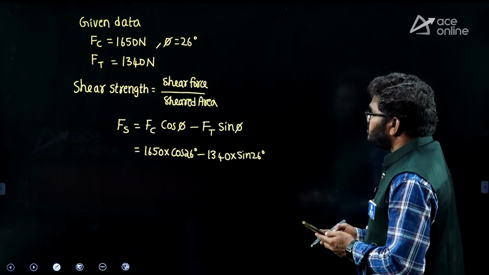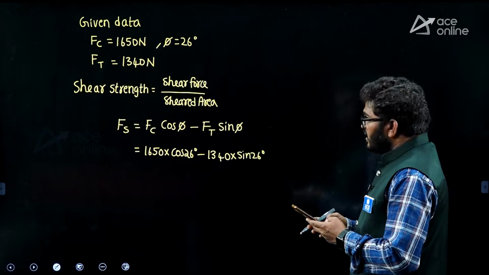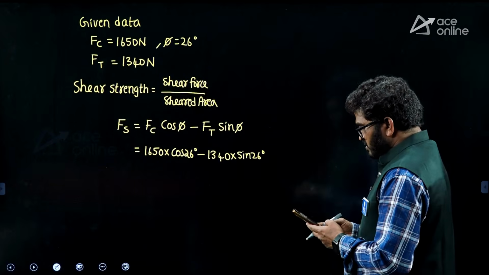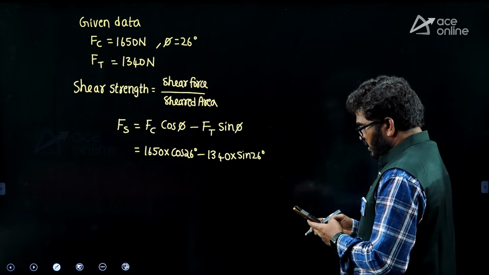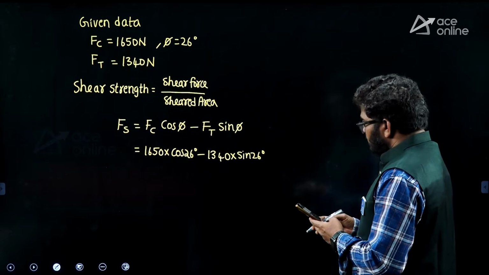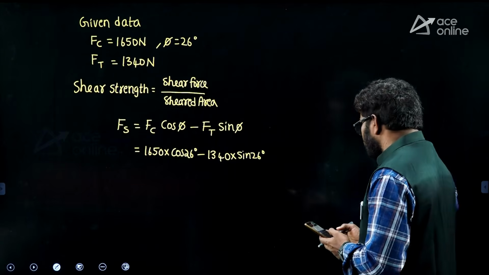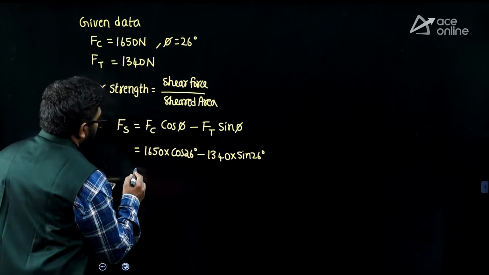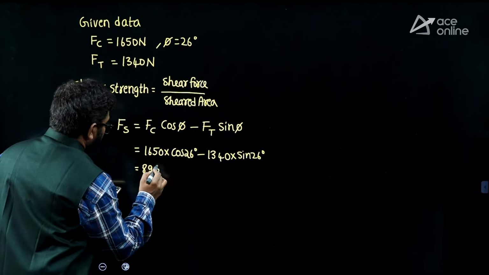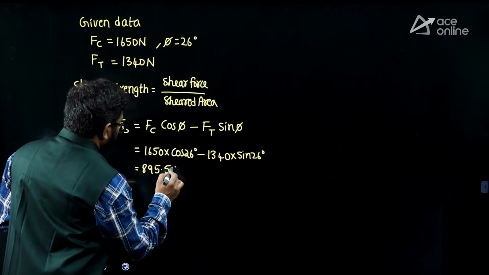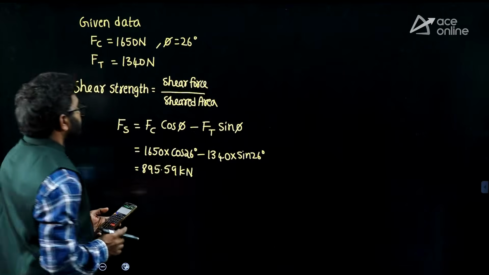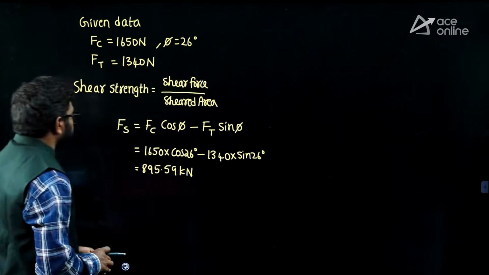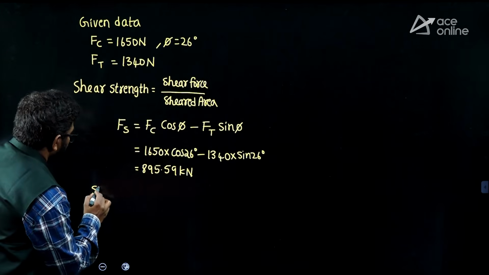Now, you can take this: 1650 into cos 26 degrees minus 1340 into sin 26 degrees. How much? Here we got 895.59 Newton. This is the shear force. Now, calculate the sheared area. Remember, the sheared area.